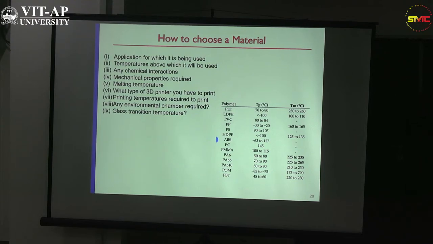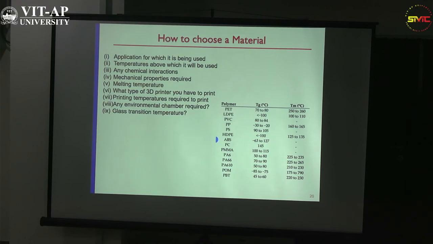Okay, so now first, for what application do you want to use it? For a chemical application or biomedical application: if you want to choose for a biomedical application, PLA is the best option. But PLA alone can't fulfill your requirements; you need PLA plus carbon fiber reinforcements, right?